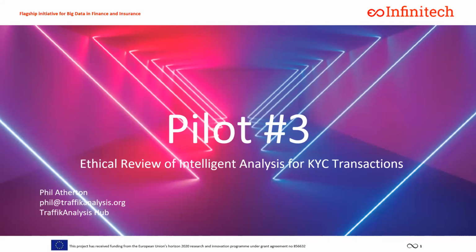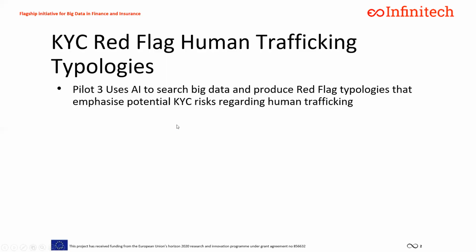So I'm just going to go through the ethical review that we've done on Pilot 3. I'm the CFO for Traffic Analysis Hub, which is an NGO, which is in a working prototype. It's got the largest data points of human trafficking in the world, over 1 million data points, which is mainly got from open source and open information, but also from contributions from over 100 human trafficking NGOs, who also contribute to the data after it's been anonymized onto our hub.